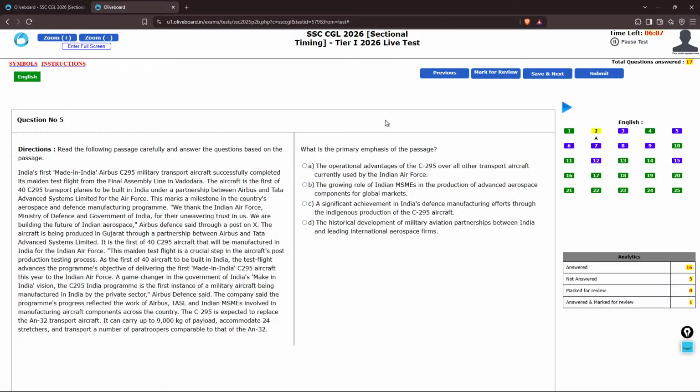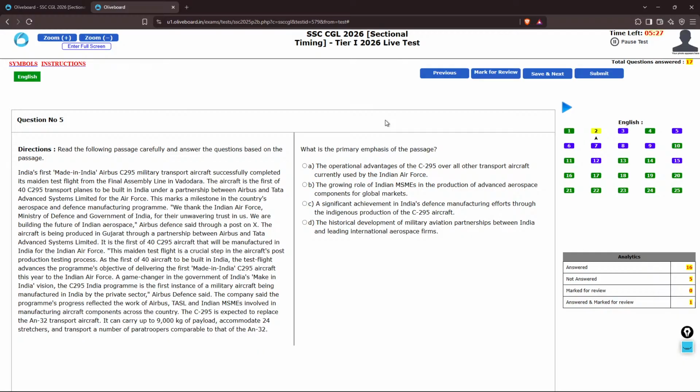So why is it repeating? This is the Make in India program, a game changer in the Government of India's Make in India vision. The C-295 program is the first instance of a military aircraft being manufactured in India by the private sector. Airbus Defence said the program's progress reflected the work of Airbus and TLS, involved in manufacturing aircraft components across India. This is expected to replace something.